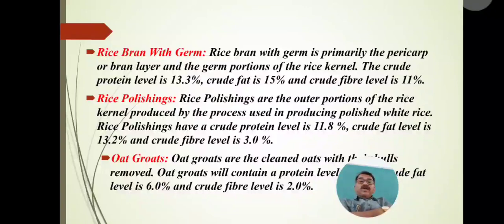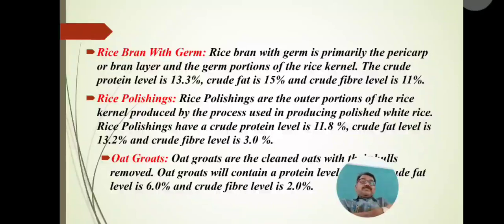Next, the meal byproduct is rice polishings. Rice polishings are the outer portions of the rice kernel produced by the process used in producing polished white rice. What is meant by rice polishings? Rice polishings have a crude protein level of 11.8%, crude fat level of 13.2% and fiber level of 3%.